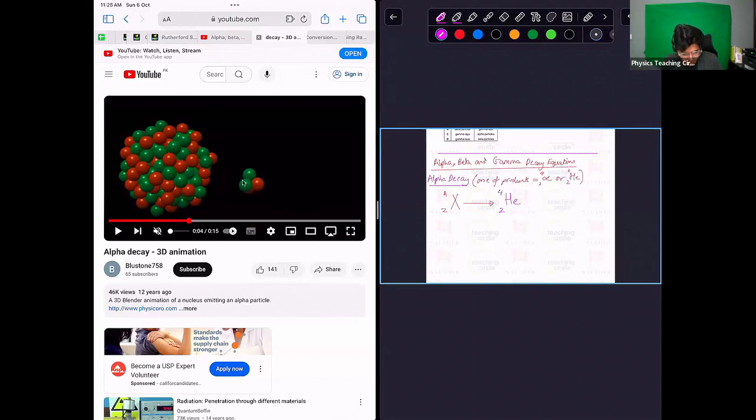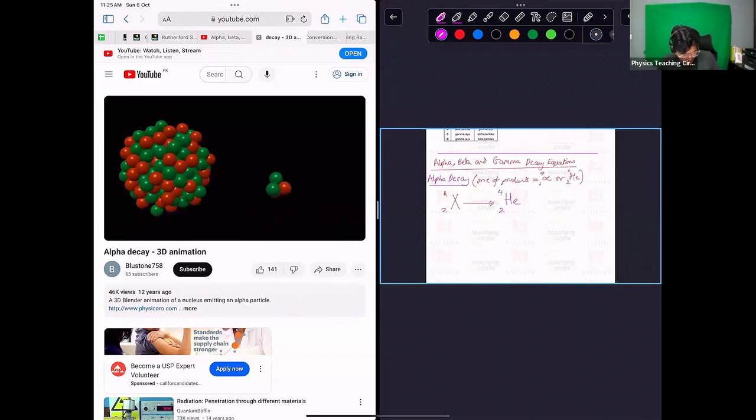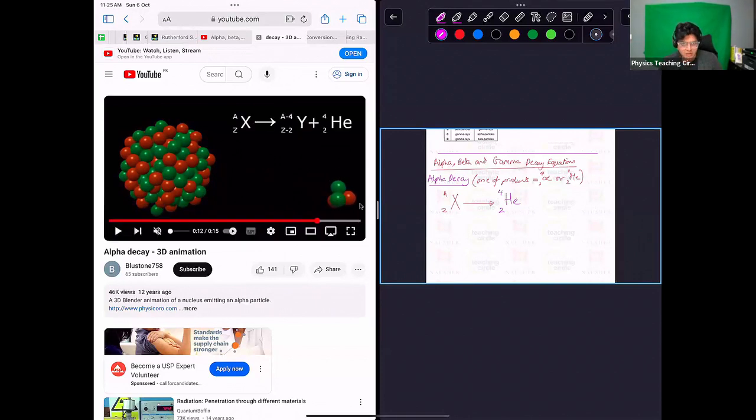So this thing that has come out is basically an alpha particle. It decomposes or decays by itself. There's a reason for this, Fatma. The reasons will come later.